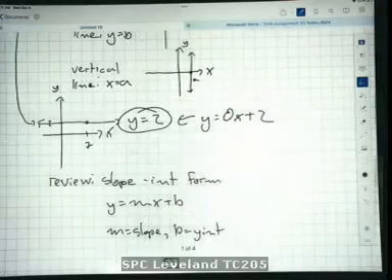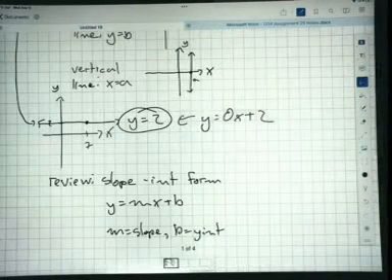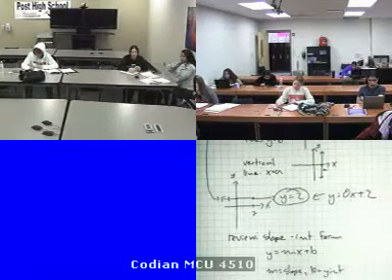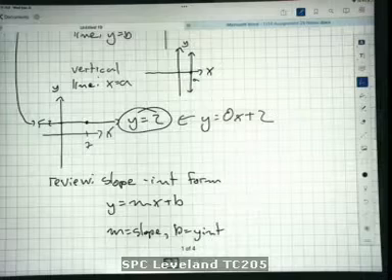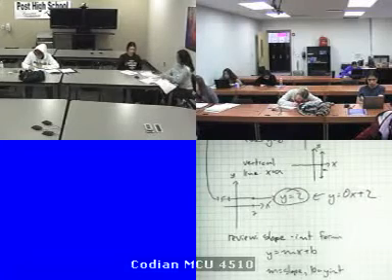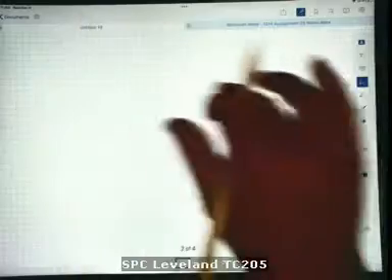Alright, what else can we look at? Can we do number 48? From the review? Yes. Alright, 48.